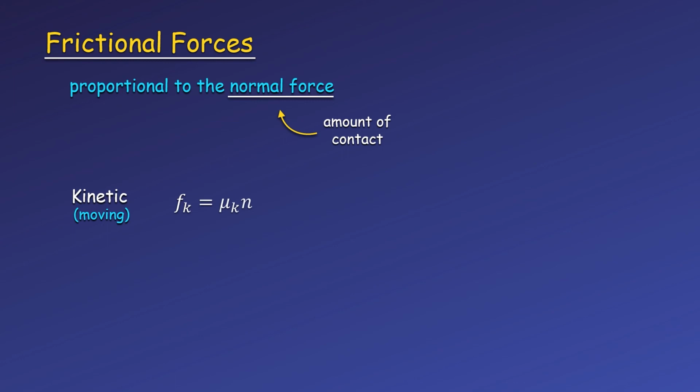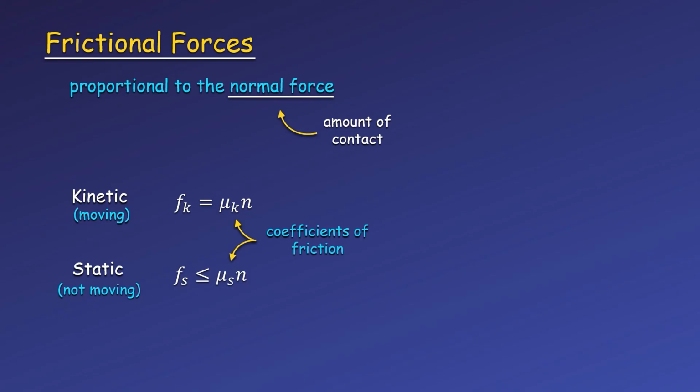We'll use a subscript K for kinetic, and since friction is proportional to the normal force, we get a constant of proportionality that we'll represent with a Greek letter mu. The other type of friction is static friction, static meaning not moving. Here we'll use a subscript S for static. These constants of proportionality are called coefficients of friction. So we have a coefficient of kinetic friction and we have a coefficient of static friction.